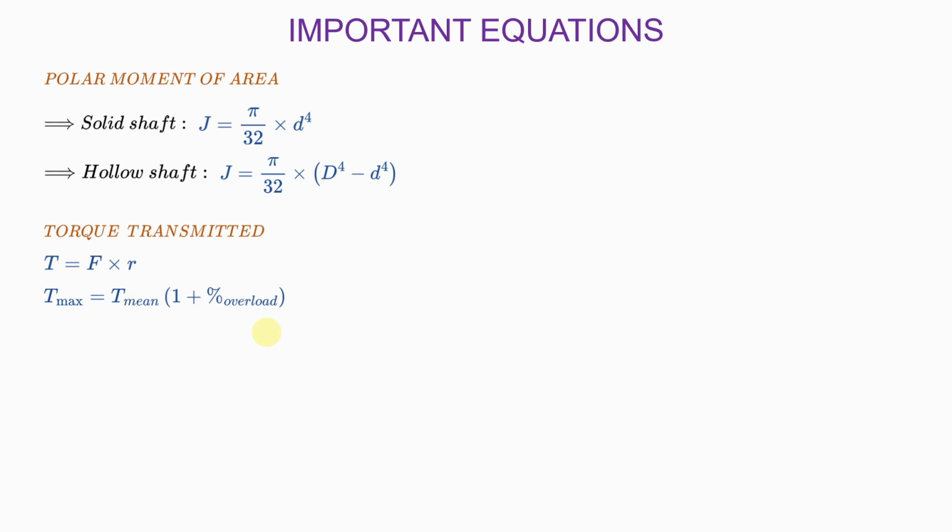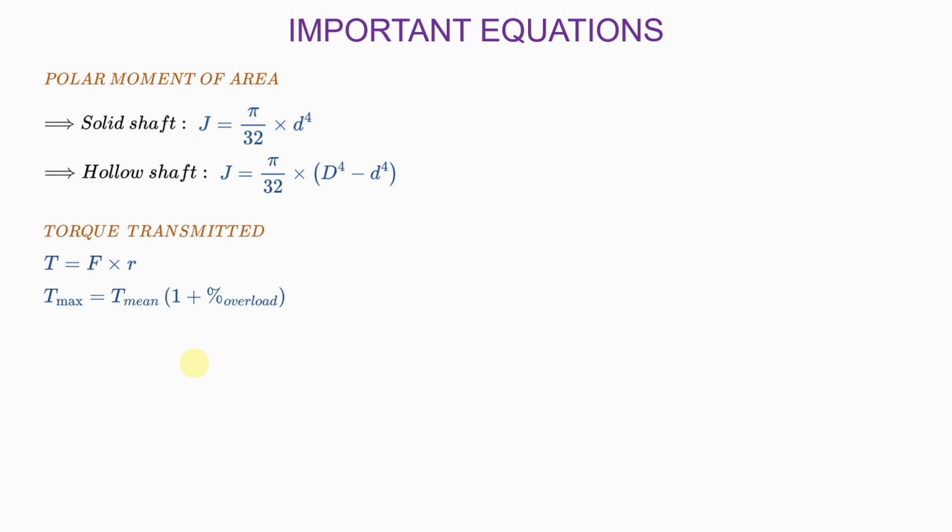Usually you may get a question where they will tell you that the maximum torque exceeds the mean torque by 25%, for instance. If they say that, it means that the percentage overload is 25%. So to get the maximum torque, you take the mean torque and multiply it by 1 plus 0.25. That will be the mean torque multiplied by 1.25, because the maximum torque exceeds the mean torque by 25%. That means the maximum torque is equal to 1.25 multiplied by the mean torque.